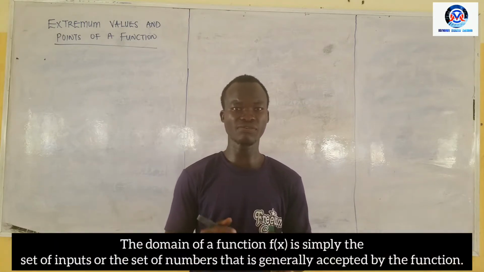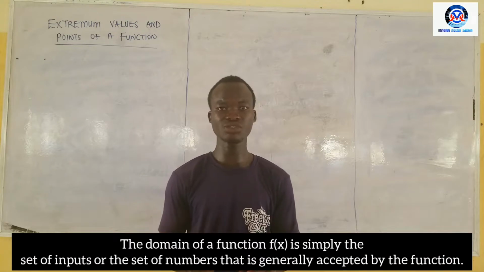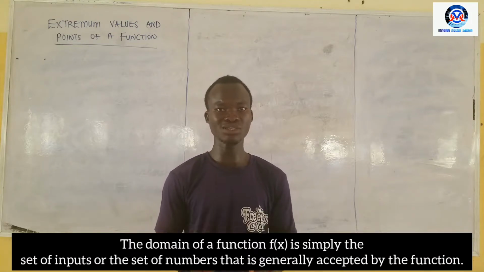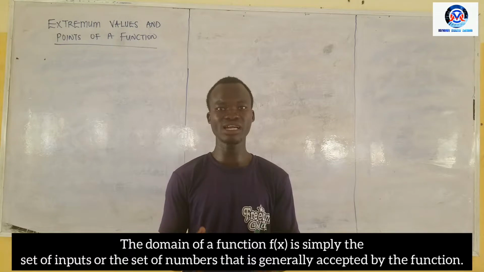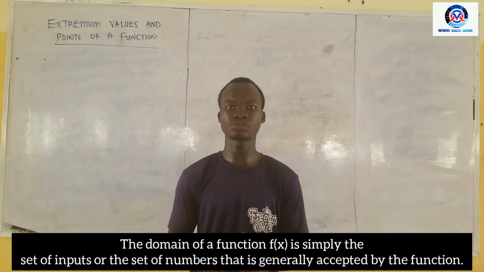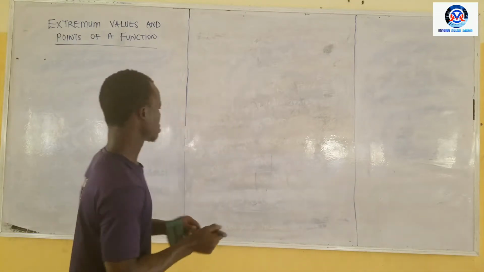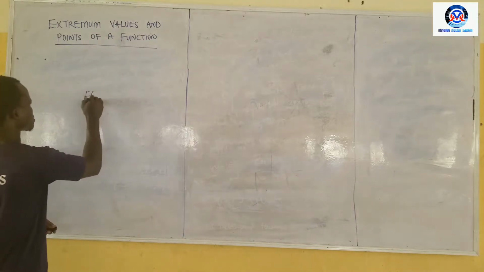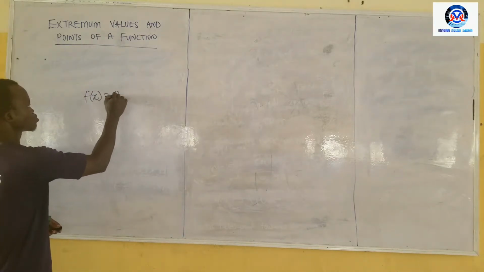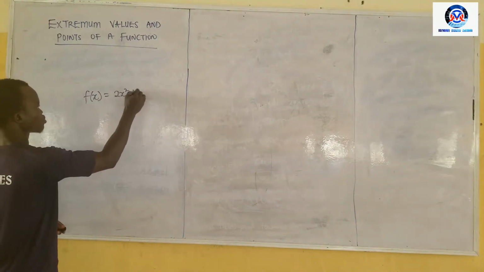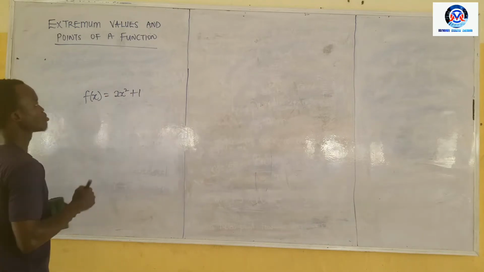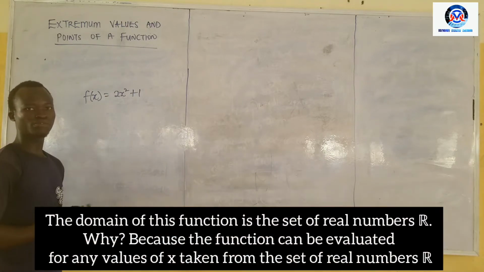The domain of a function is simply the set of inputs or the set of numbers that is generally accepted by the function. Suppose we have a function f of x equal to 2x squared plus 1. What is the domain of this function? The domain of this function is the set of all numbers.